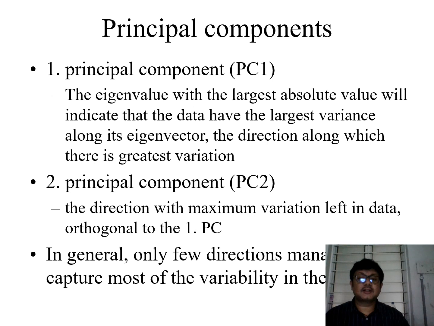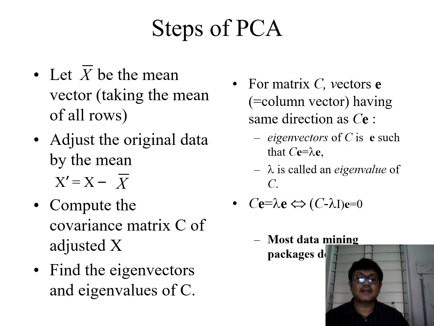Principal components. What are the principal components we have? Principal component PC1, the eigenvalue with the largest absolute value, will indicate that the data have the largest variance along its eigenvector, the direction along which there is greatest variation. Next, principal component 2, the direction with maximum variation left in data orthogonal to the first PC, the first principal component. In general, only a few directions are used to capture most of the variability in the attributes.